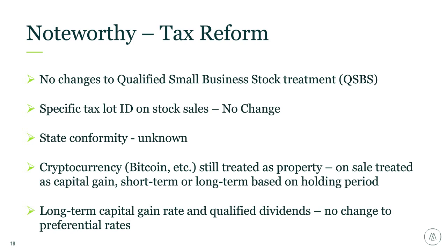For cryptocurrency like Bitcoin, there wasn't a ton in the new bill on this. So still, it's treated as property. Once you sell any cryptocurrency, it's going to be a capital gain. Whether it's a short-term or long-term capital gain is based on your holding period. So if you hold for over 366 days, you have a long-term capital asset. Long-term capital gain rates and dividend rates, there's no change to that, so it's still the preferential rates.